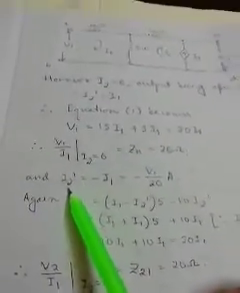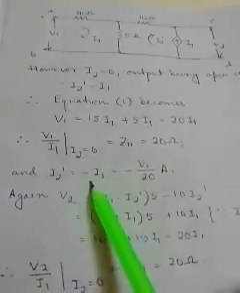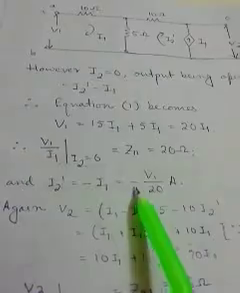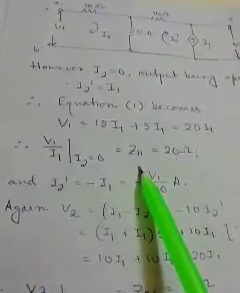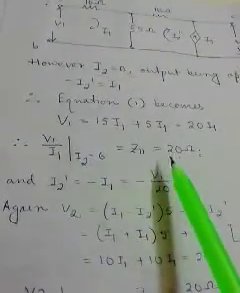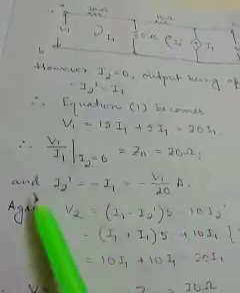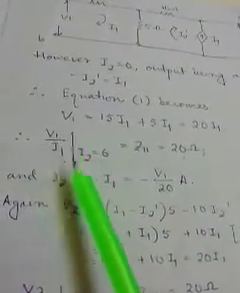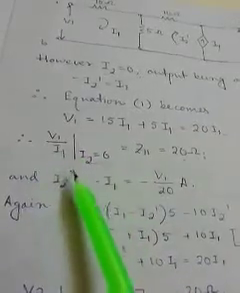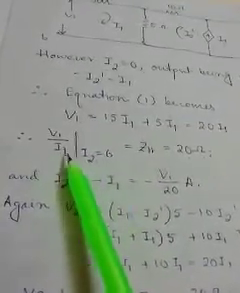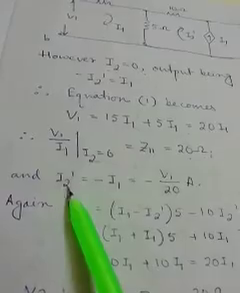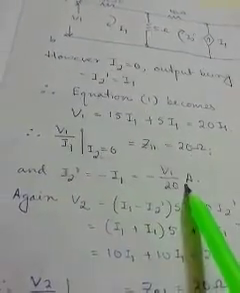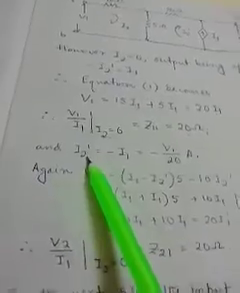And I2 prime, if it is minus I1, is actually minus V1 by 20. We get this value from here: V1 equals 20 into I1 and I2 prime equals minus I1. So minus V1 by 20 ampere is the value of I2 prime.